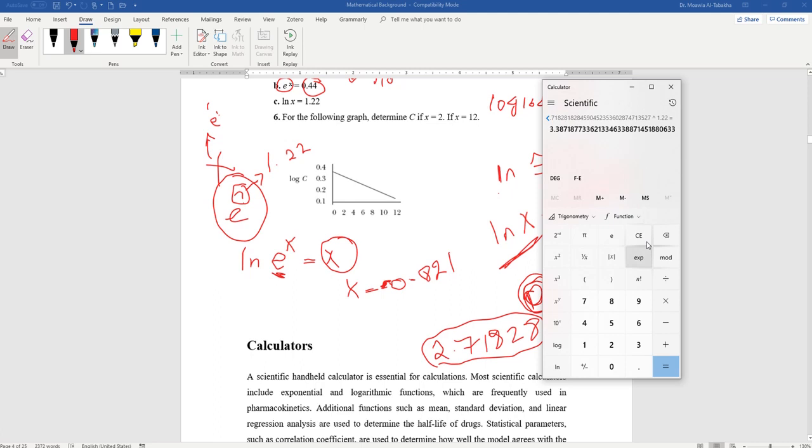شايفين؟ This is the answer. طبعا here you can see what is e. شوف لو اضغط على e, if I press e, it's 2.71828, okay, etc.